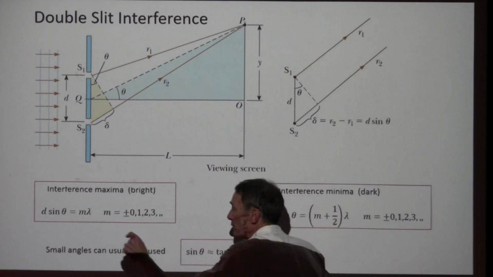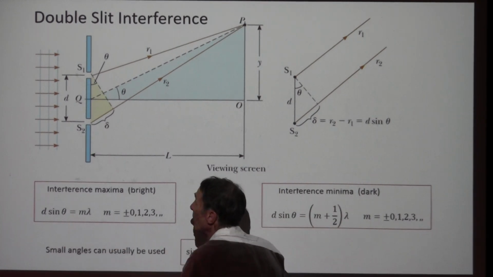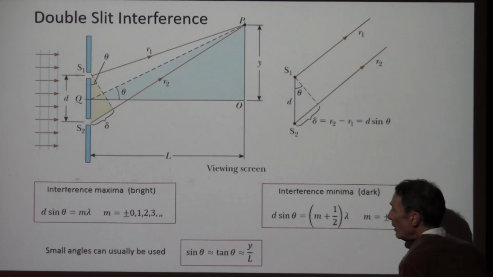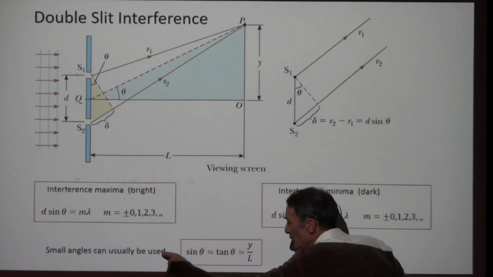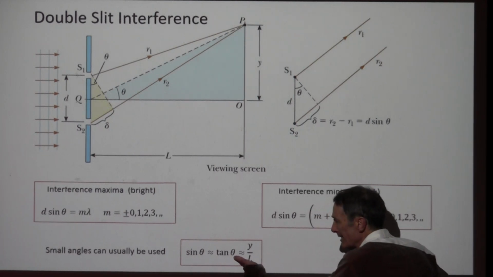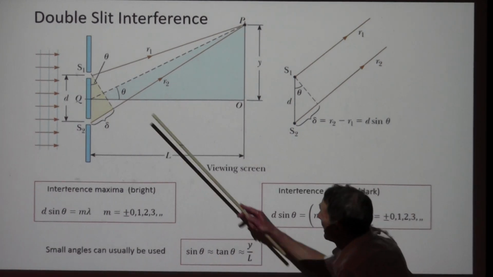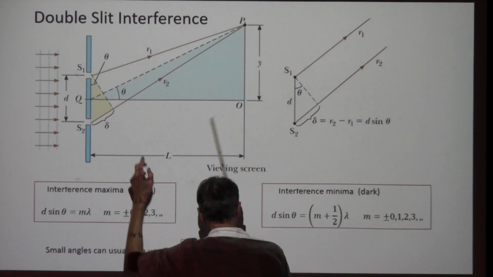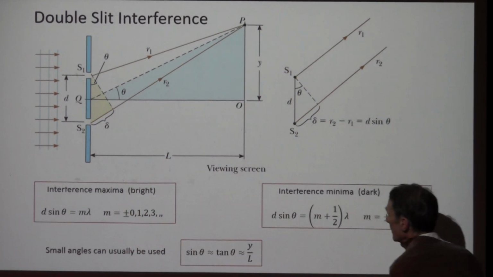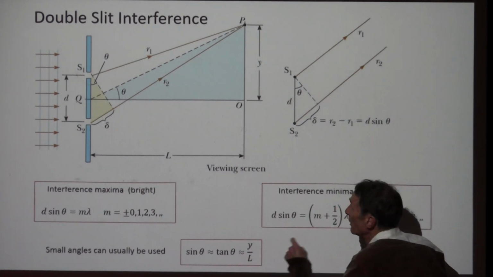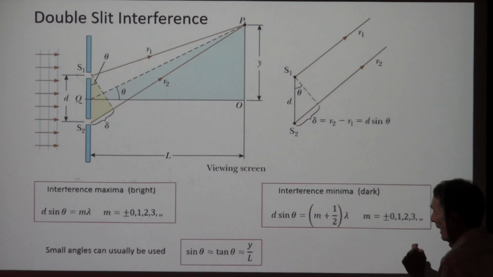And we could solve maybe for some angle theta to get where they hit on the screen. We will be using small angles for the most part. Sine theta is approximately equal to the tangent of theta, and that tangent of theta would be the side opposite, y, over the screen distance L. And so that's how we'll be determining the position on the screen.